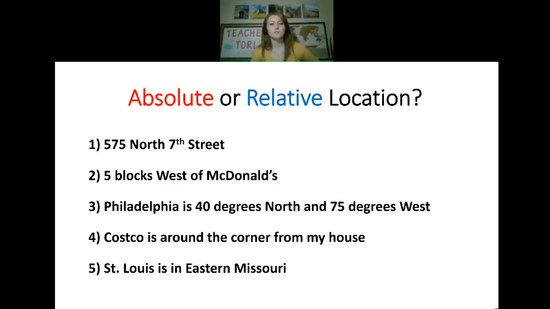Number 4, Costco is around the corner from my house, which is a real thing. Costco is literally around the corner from where I live. Yes, relative. Good. More vague, not exact.